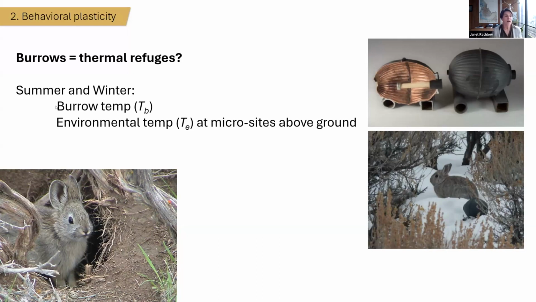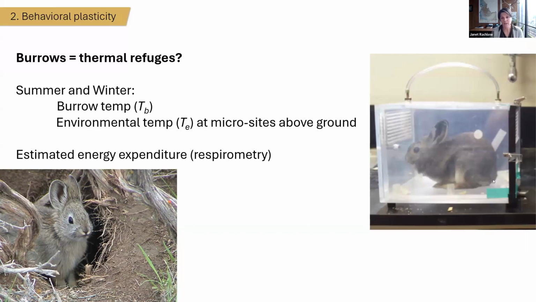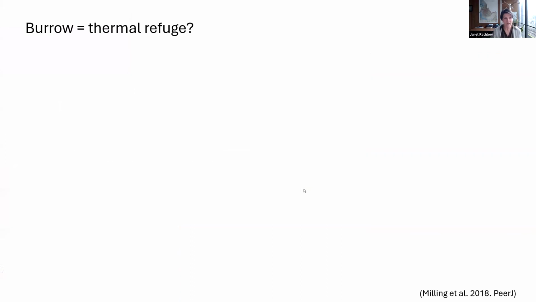And we compared these temperatures. We used this to map throughout the summer and the winter when those temperatures were within the thermal neutral zone of the animals. To evaluate energy expenditure and thermal neutral zone, we also did work with captive animals and respirometry. And this is a way to measure oxygen consumption, so we can actually measure or model the energy that is being used at different temperatures. And the outcome, when you ask, was the burrow actually a thermal refuge?